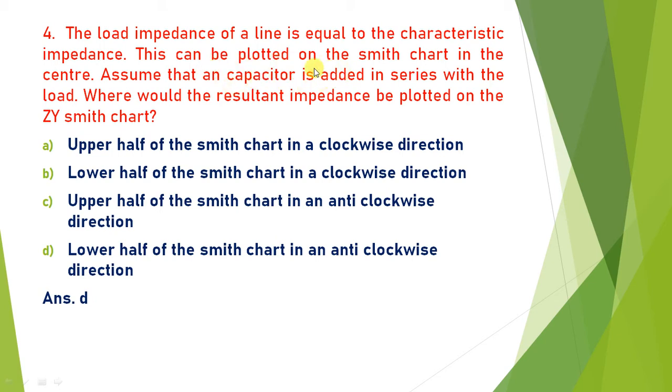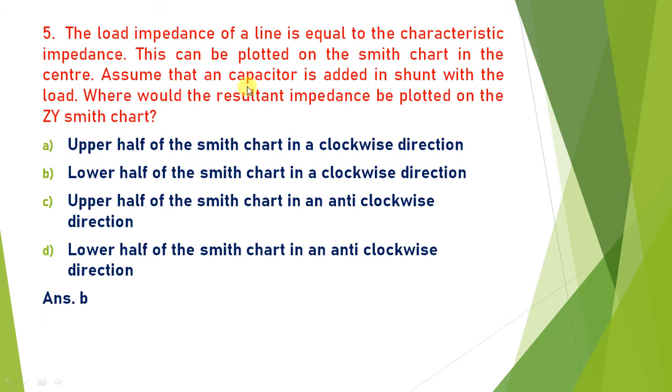If you add a capacitor in series with the load, then the point shifts toward the lower side and in the anti-clockwise direction. By adding an inductor, it shifts clockwise. By adding a capacitor in series, it rotates in the anti-clockwise direction and is in the lower half of the Smith chart. So the answer is D. If an inductor is added, it moves upward, and if a capacitor is added in series, it moves downward. So the answer is D.